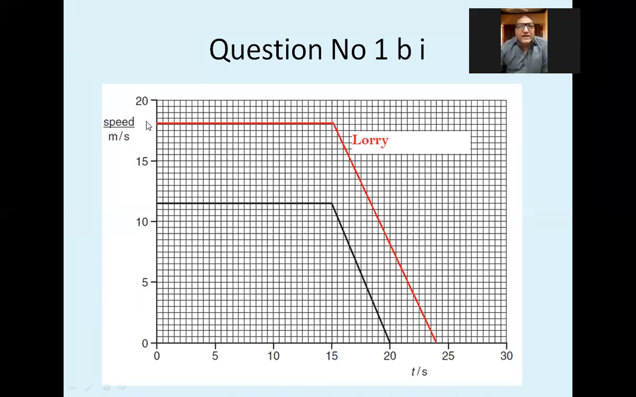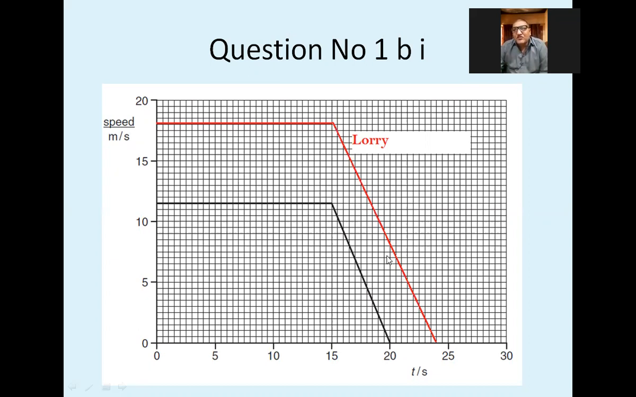So here you can see I have drawn that line with the red color. This is at a speed of 18 meter per second, and for 15 seconds it continued traveling with the same speed. So it will be a horizontal line till the 15 second, and then the brakes are applied and it started decelerating. The value of the deceleration is equal to the deceleration of the car. So this red line should be parallel to this black line. By visual inspection, draw this line, and it should look parallel to this.